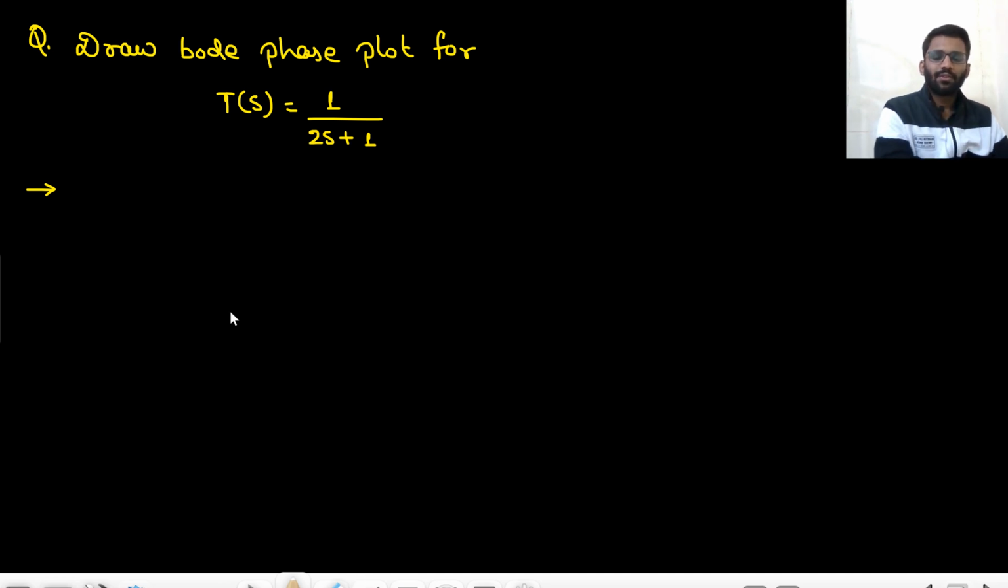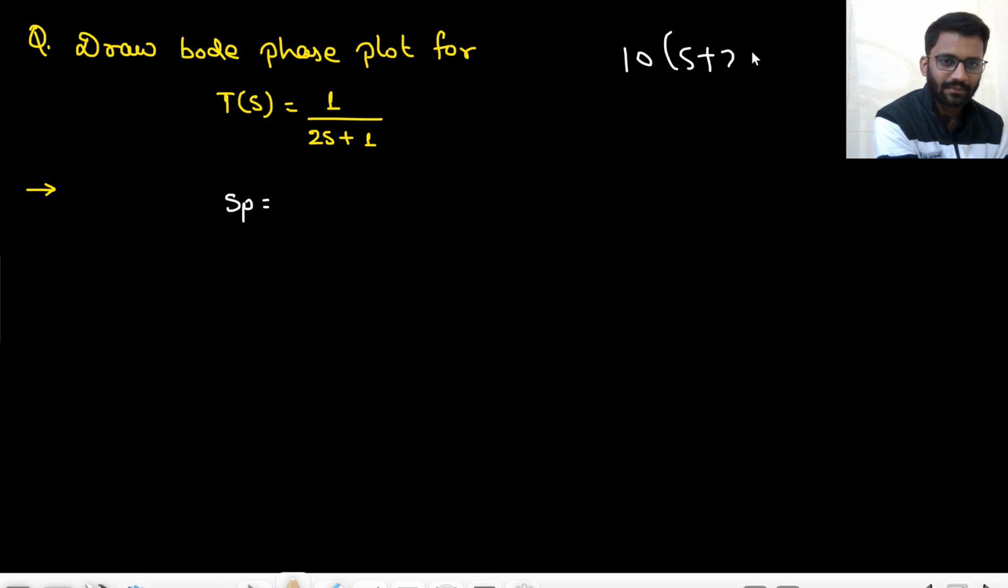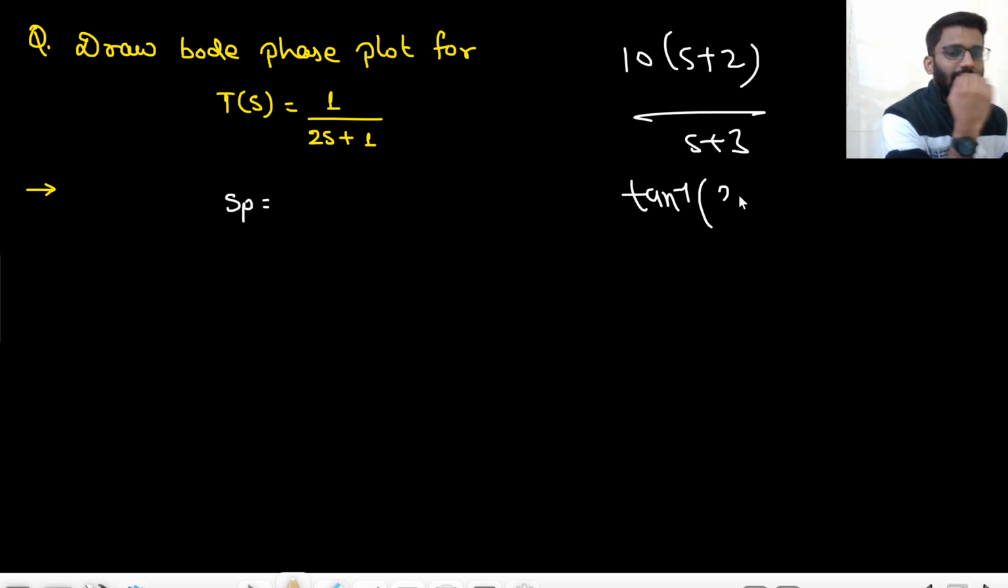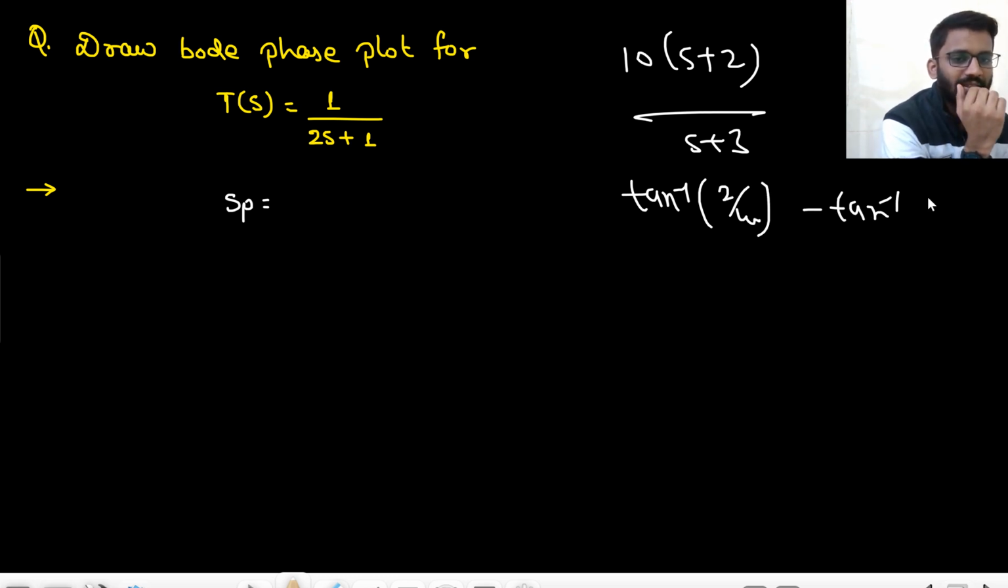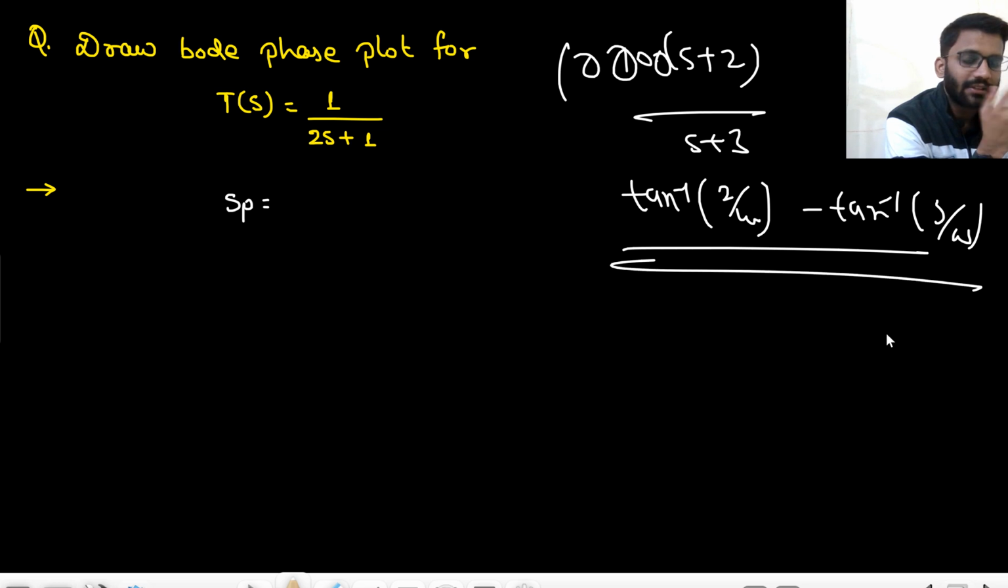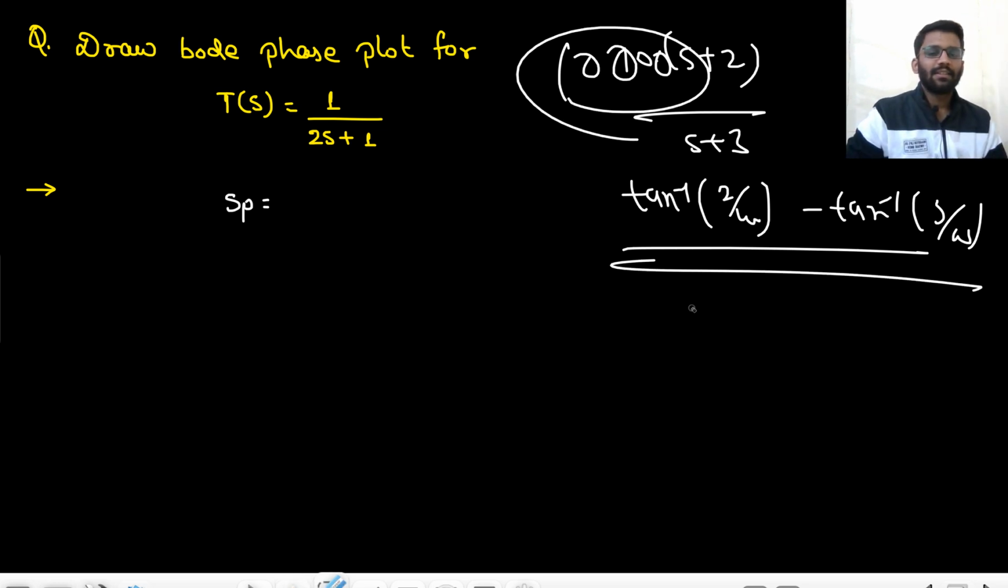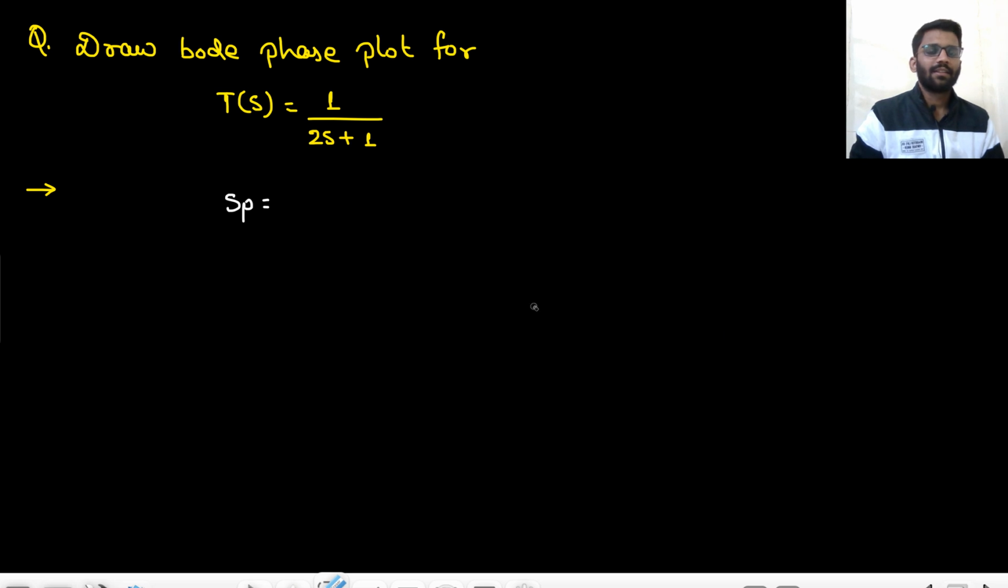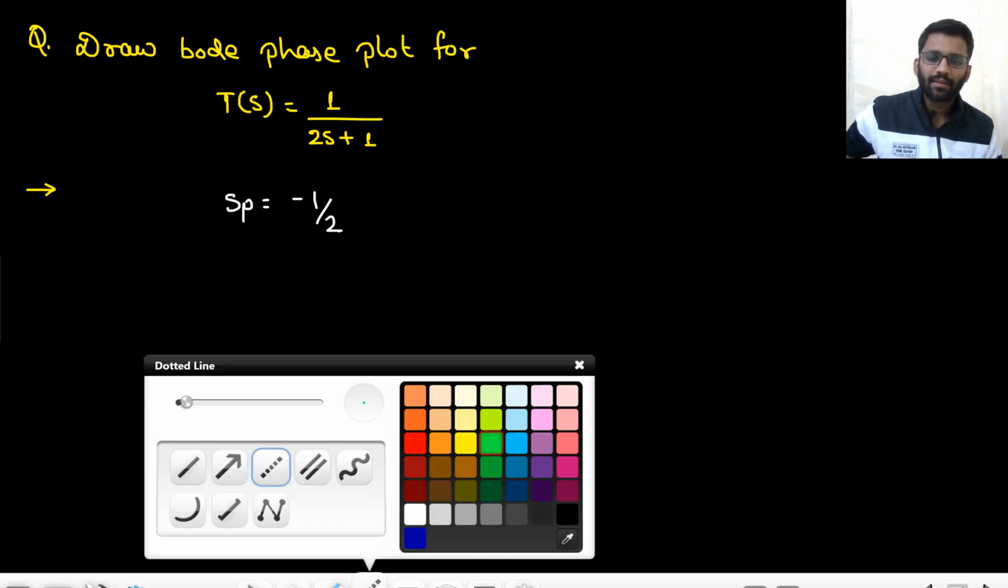So I will see the example of poles now. What is the location of pole here? Forget about the DC gain. DC gain doesn't matter in case of angle. If this is the case, what will be my angle? It will be tan inverse 2 by omega minus tan inverse 3 by omega. Even if this gain is 100, even if this gain is 10,000, the angle will not change. Angle doesn't depend on the DC gain. So we are not going to find DC gain here. Only the location of pole, that is minus 1 by 2.